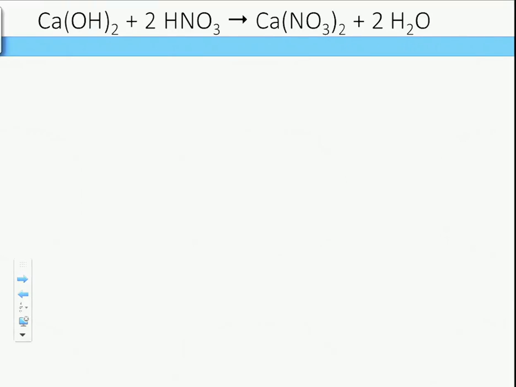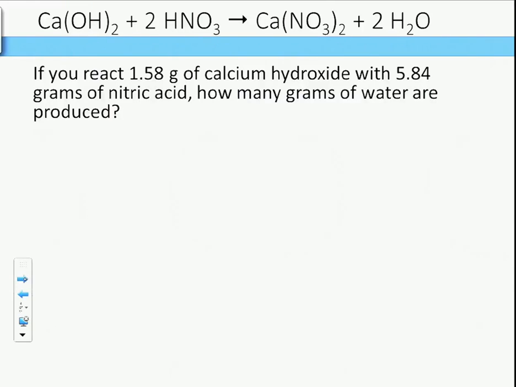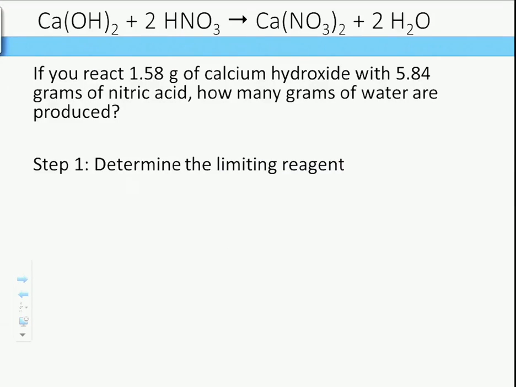So let's look at this example. Our first question is, if you react 15 grams of calcium hydroxide with 5.84 grams of nitric acid, how many grams of water are produced? I kind of break this down into 2 steps. Step 1, you have to determine the limiting reagent. Are you limited because you only have 1 soccer ball? Even though you have 4 goals, it doesn't matter. You still only have 1 soccer ball. So you have to figure out what is limiting this reaction.